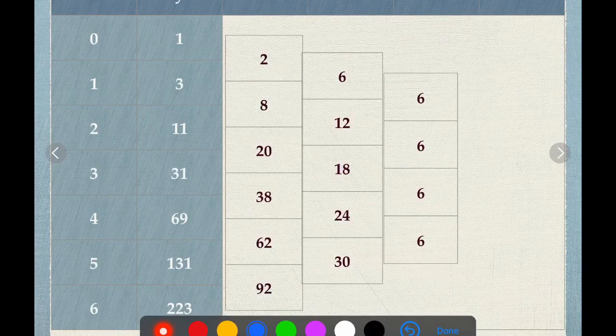Now let me repeat it. 12 minus 6 is 6. 18 minus 12 is 6. 24 minus 18 is 6. And finally 30 minus 24 is also 6.